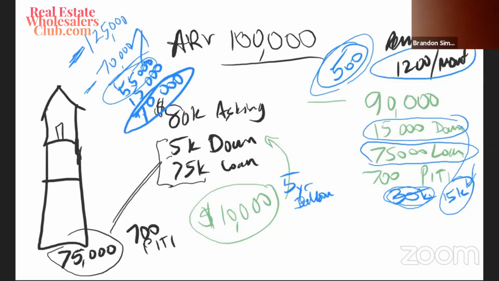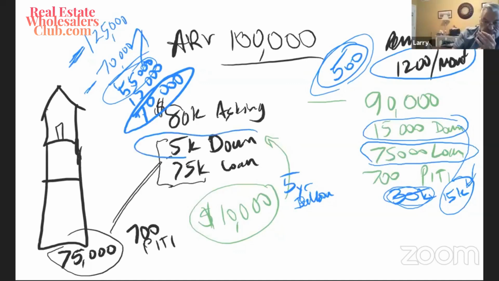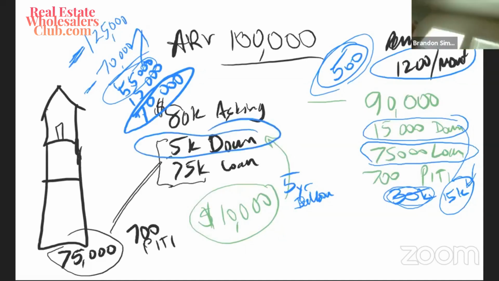By the way, the seller wanted to sell. They needed to move fast, right? They didn't want to wait on this, and they were okay as long as they got $5,000 down. They're okay with $5,000 down if you took over their loan.